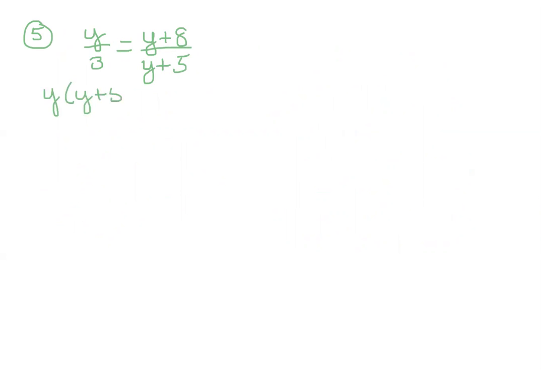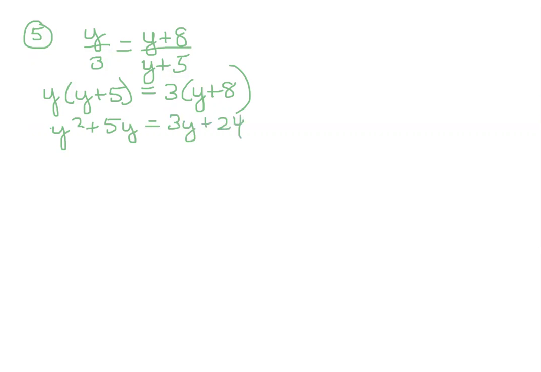All right, let's look at number 5. So far, not too bad, right? We're using method 1 so far. Y over 3 equals y plus 8 over y plus 5. So we're going to get y times y plus 5 equals 3 times y plus 8. Distribute, we get y squared plus 5y equals 3y plus 24. In order to solve a quadratic, we have to have everything on the same side. And I always want to bring it to the side where my squared is. You want your squared to be positive. It just makes life easier.